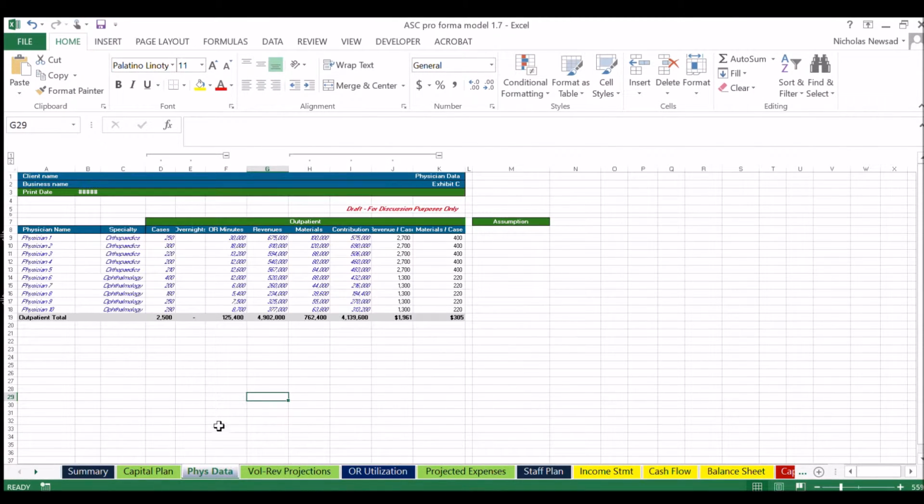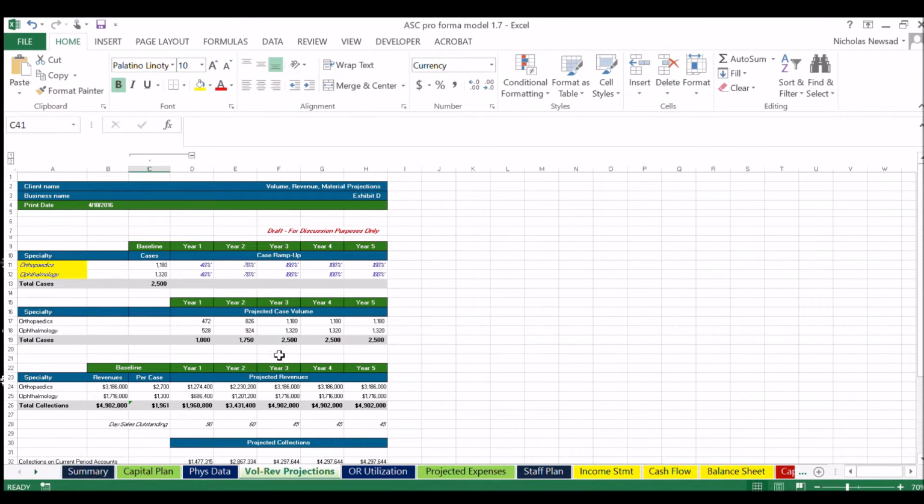This next tab is our physician data tab. This is where you would key in all your physicians who are projected to use your facility, and there's quite a bit of room for specificity. You could put in their actual physician specialties, projected collections, material costs, how long their cases are, things like that.